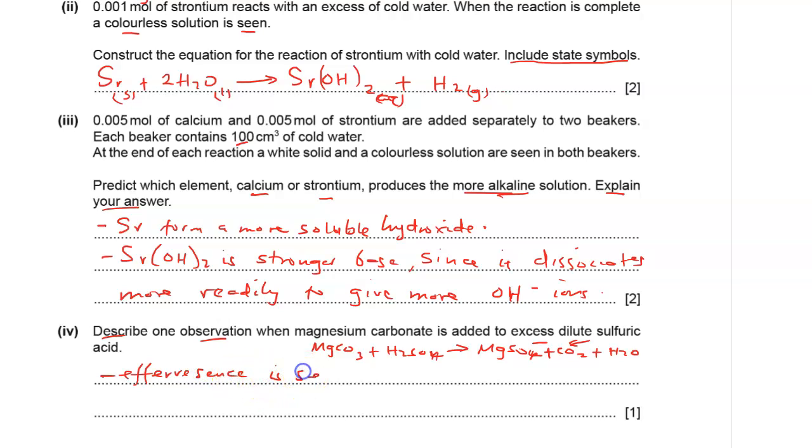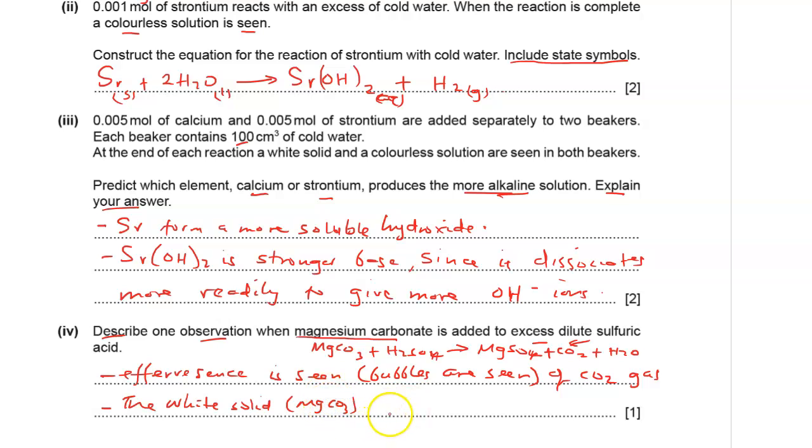Effervescence is seen, or in short, bubbles are seen of CO2 gas. Then of course the white solid magnesium carbonate disappears.